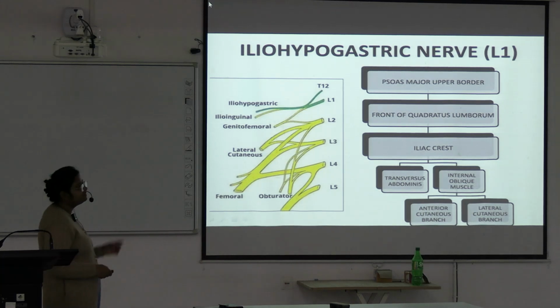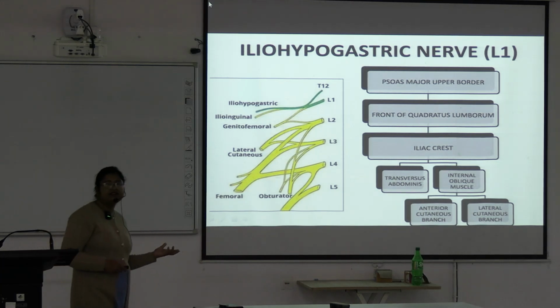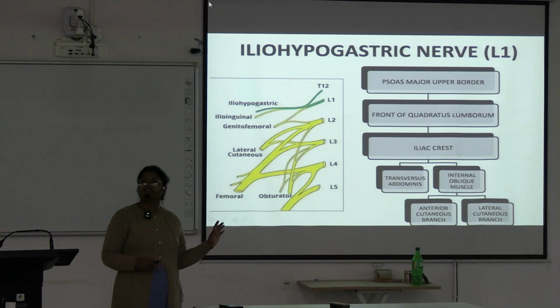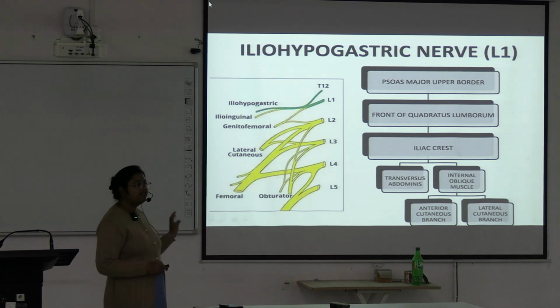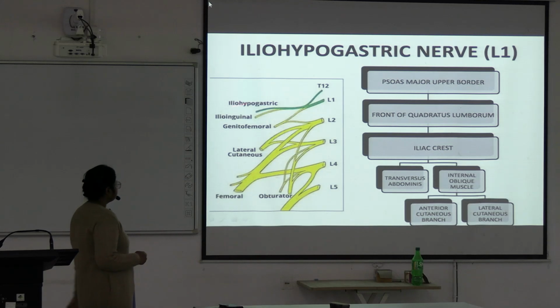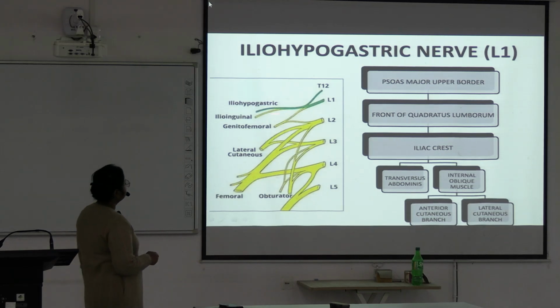So, the course of each nerve, its supplying area, and some clinical aspects will be described. Okay, so we will start describing the individual nerves. First, the iliohypogastric nerve. See, this green one is the iliohypogastric nerve.